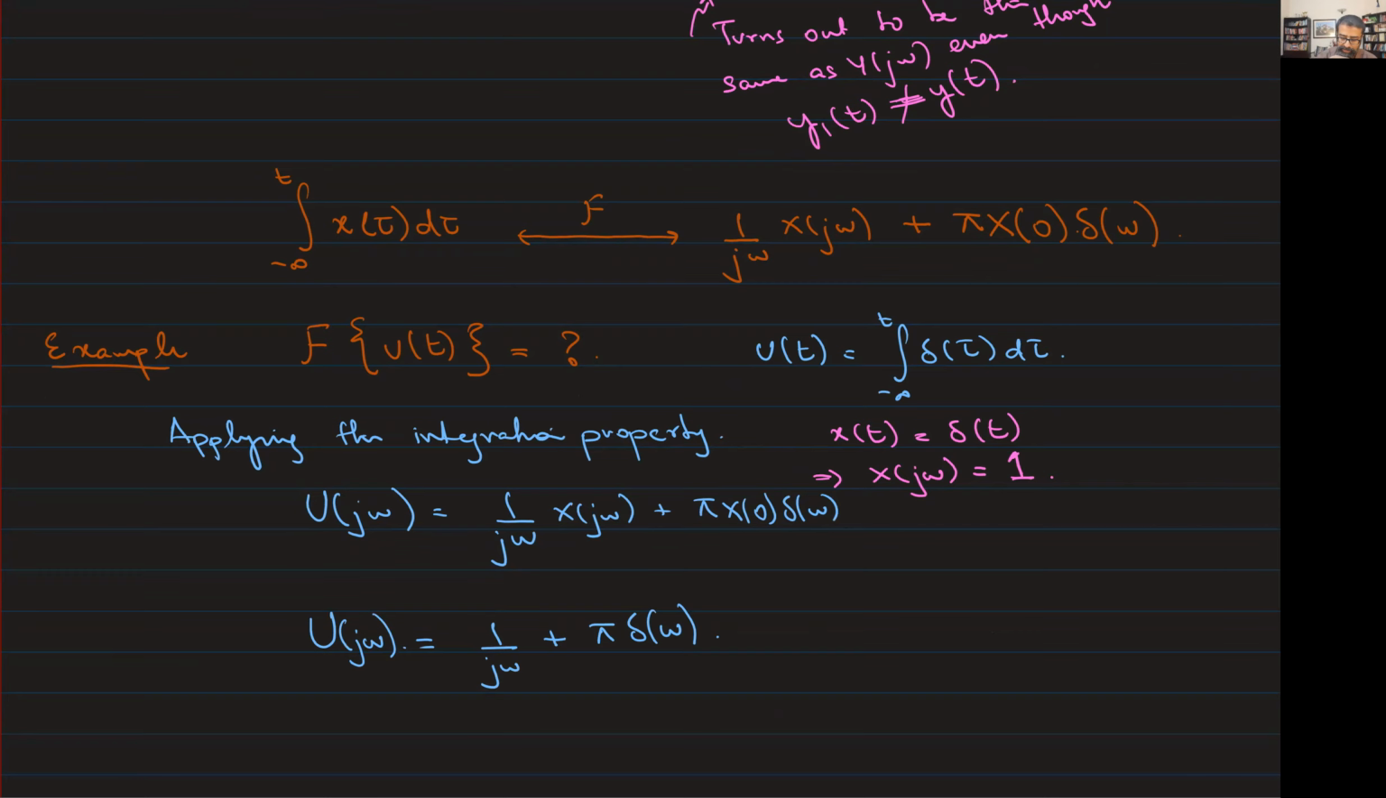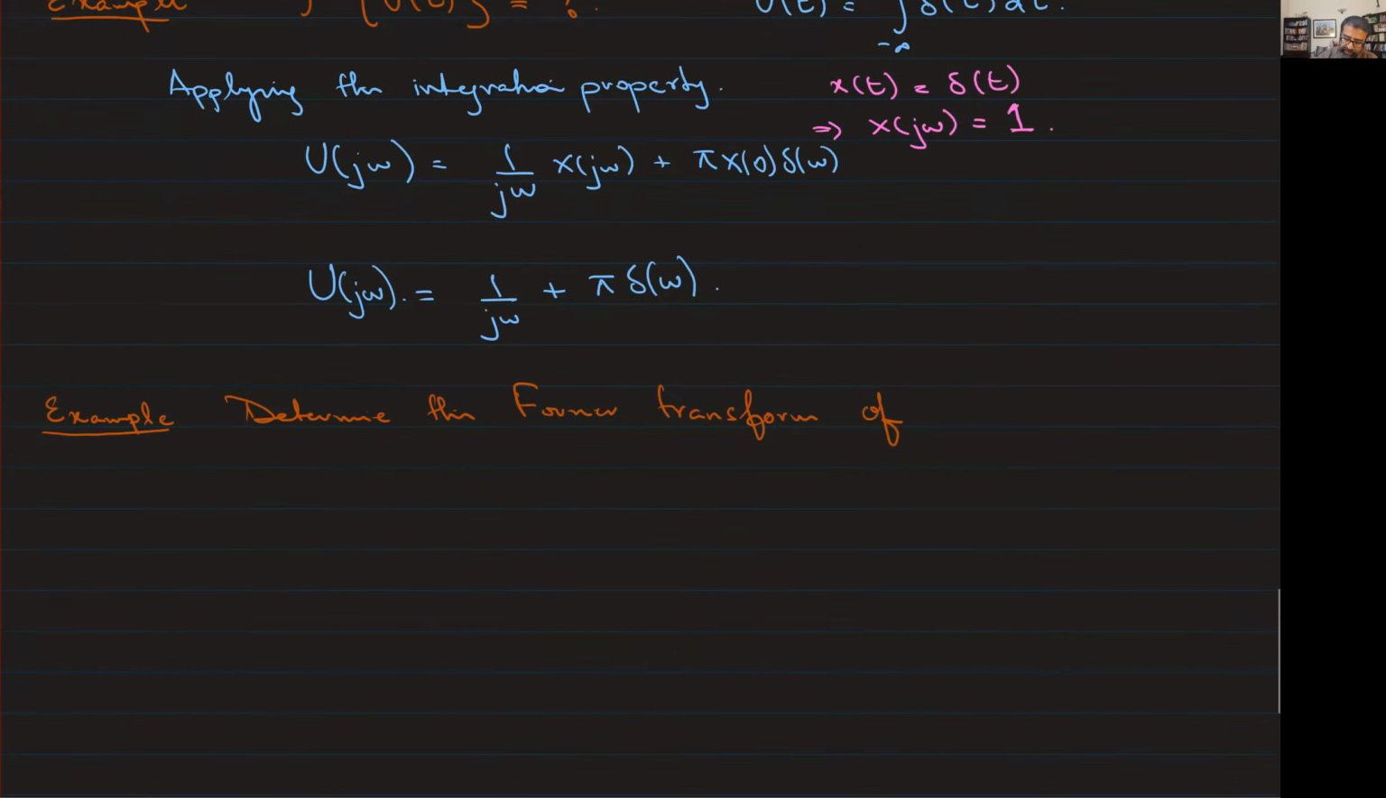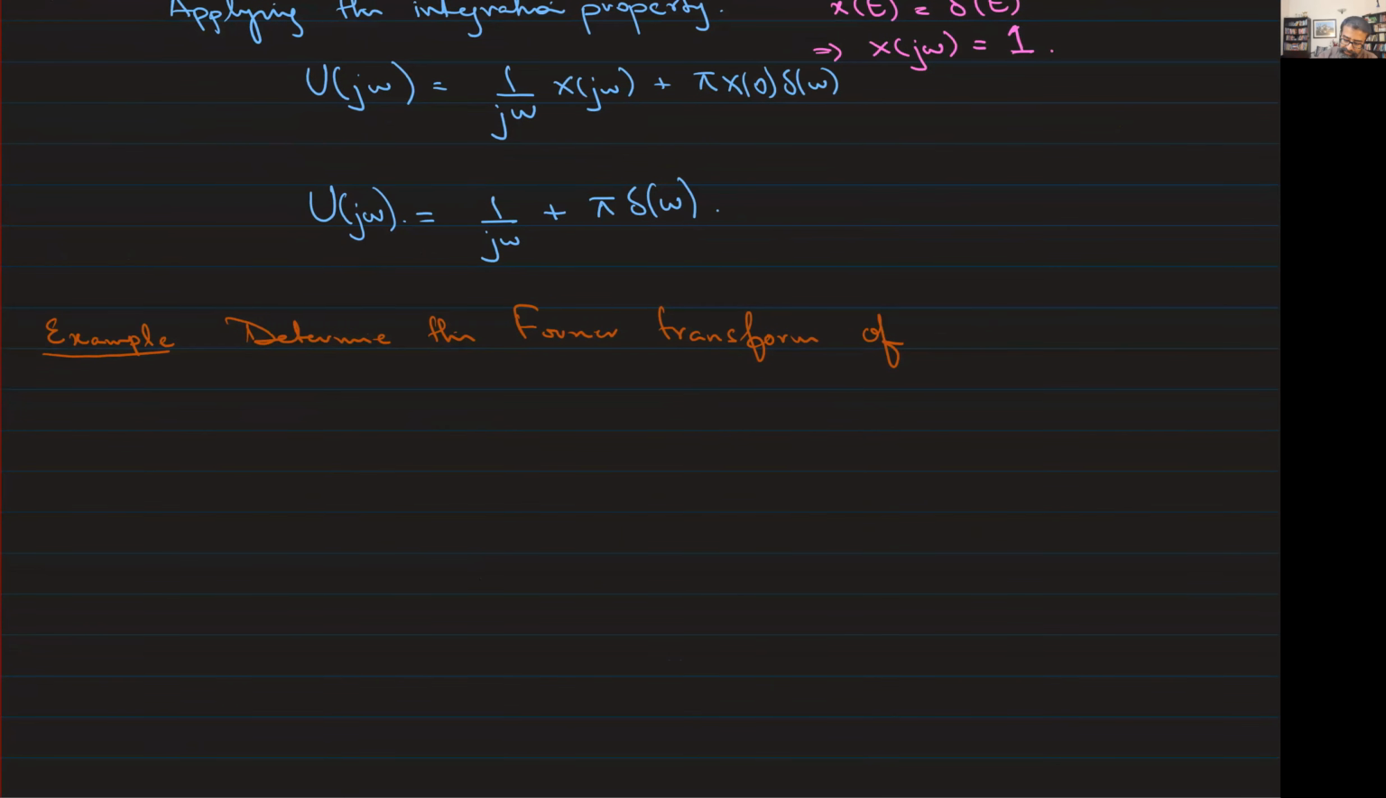All right, let me just leave the following as an exercise. We may solve this in the next class as well. But something for you to think about. Determine the Fourier transform of the following signal x of t, and the x of t looks like this.